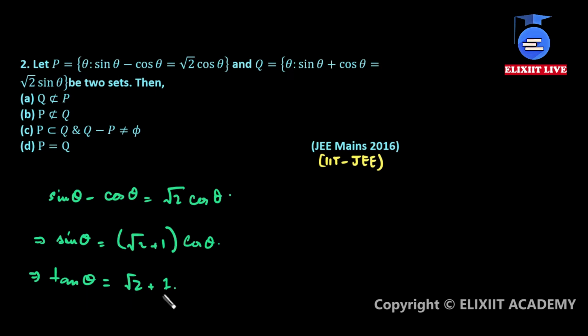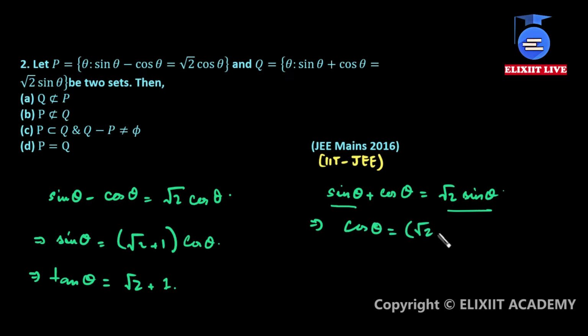Similarly, I take the Q set over here and simplify this also. Sin theta plus cos theta. The second set which is given, sin theta plus cos theta, is actually √2 sin theta. So if you take this on the left hand side, or take this sin theta on the right hand side, here we have cos theta is actually √2 minus 1 sin theta.